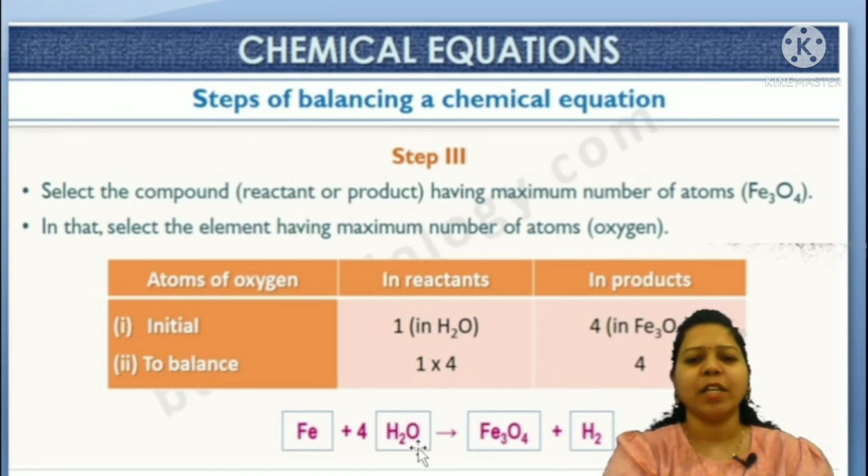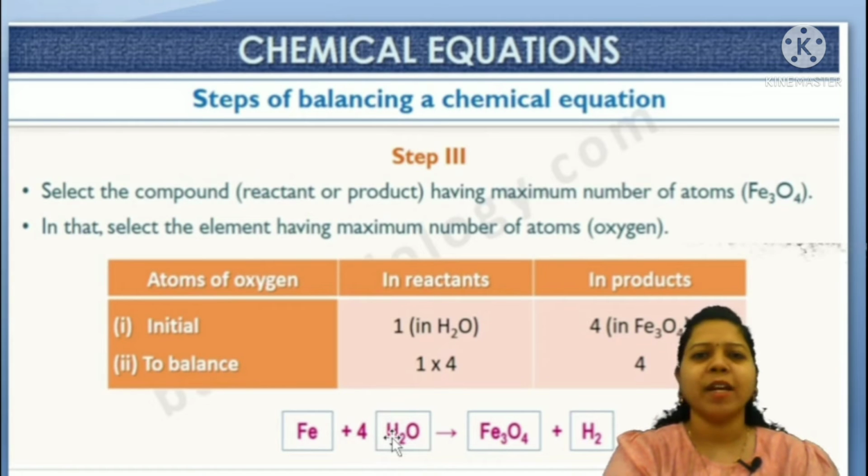After multiplying to this H2O, what we are doing, 4 oxygen atoms we get, but the number of hydrogen also increases, because 4 2s are 8 hydrogen atoms are there. Now hydrogen atoms are imbalanced here. We need to count each and every atom after every step. Here number of hydrogens are 8 at LHS and number of hydrogens are 2 here at RHS. So we'll see next step.